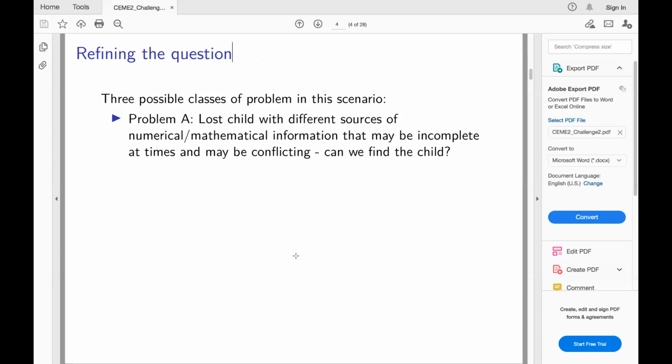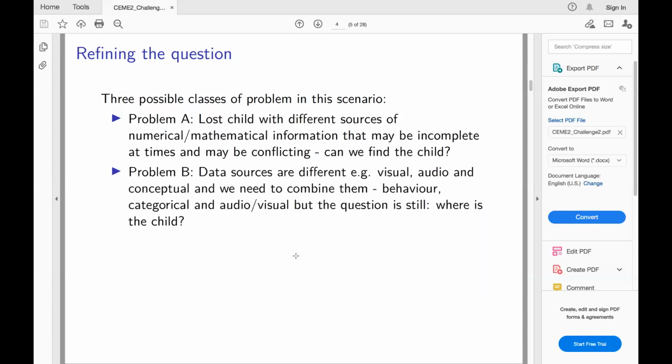we thought we managed to tease out 3 levels of question. Problem A: there is a lost child with different sources of numerical, mathematical information, which may be incomplete or incompatible. Can we find the child? Problem B is we have completely different data sources, visual, audio, conceptual, and need to combine them. There may be behavior data, there may be categorical data, but the question is still, where is the child? And there may be some issues with where and how we combine that data, at bottom level or top level.